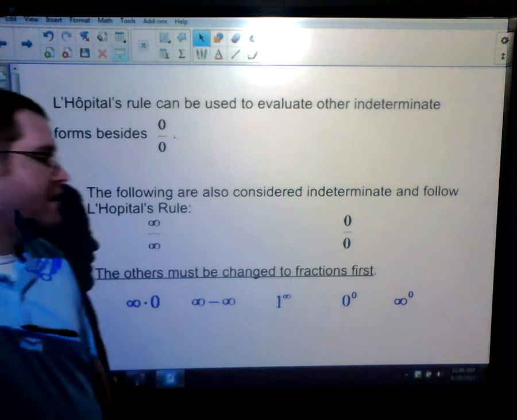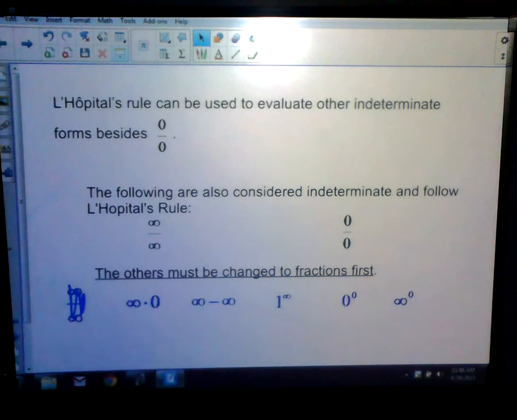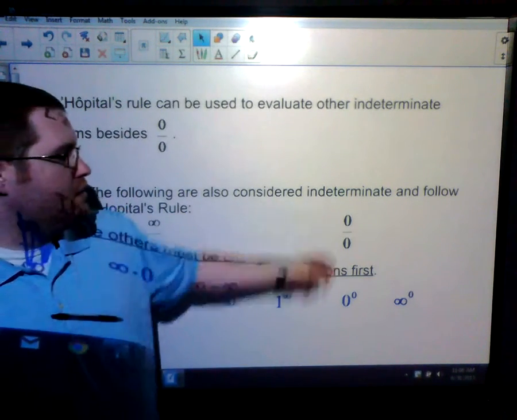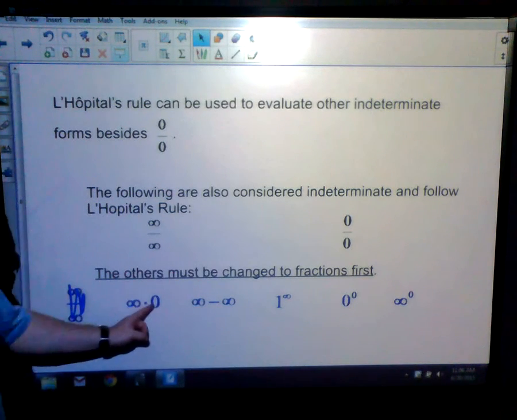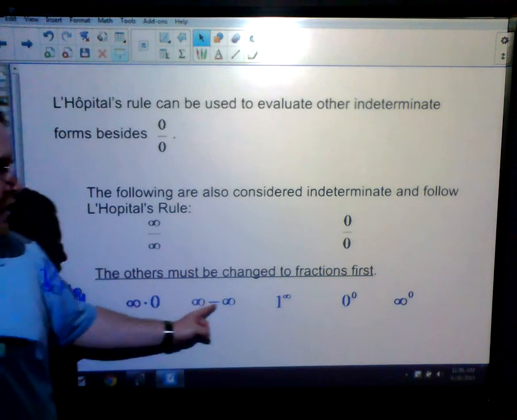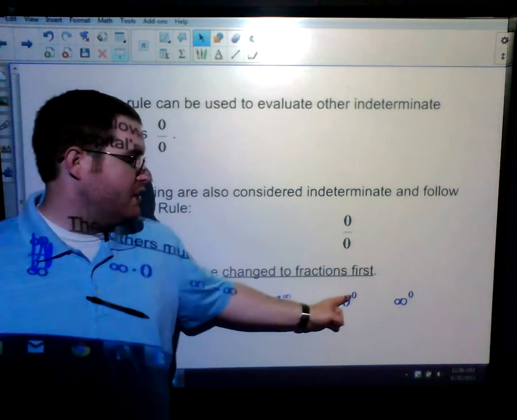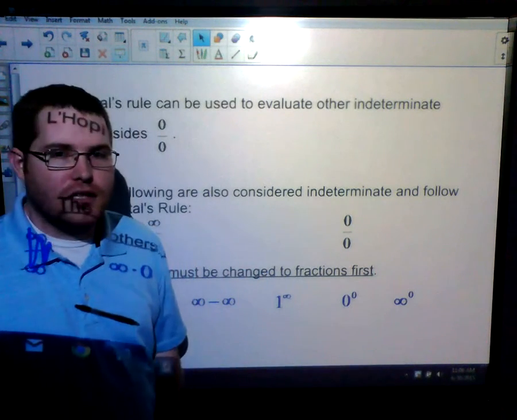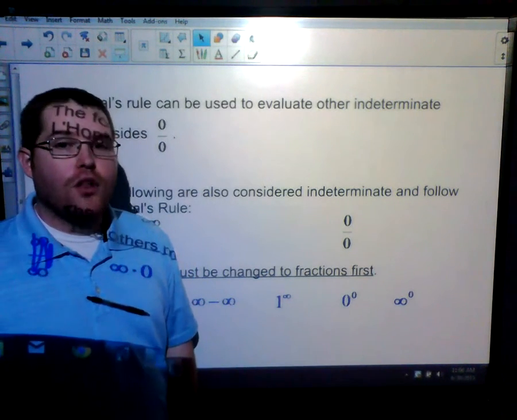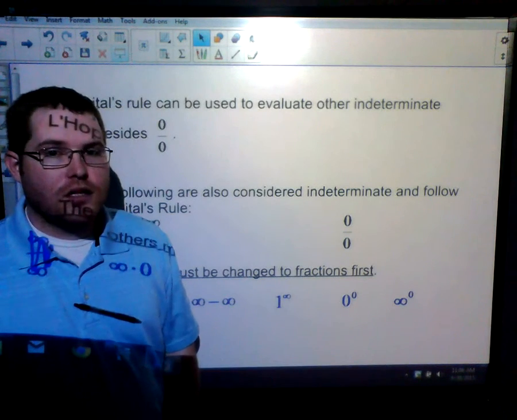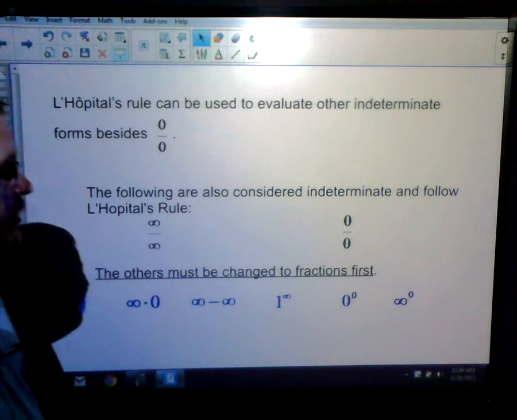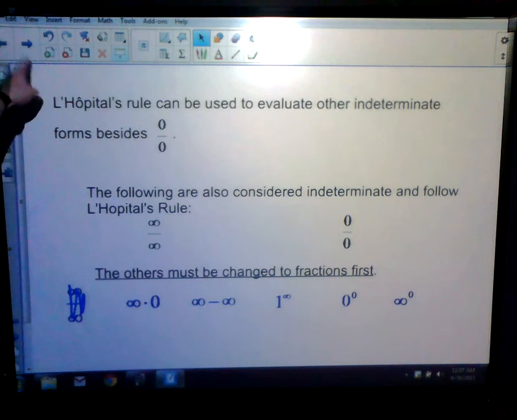There are 7 indeterminate forms. Infinity over infinity, 0 over 0, 0 times infinity, infinity minus infinity, 1 to the infinity, 0 to the 0, infinity to the 0. You have to know those 7 terms. It's going to be on a quiz. I'll just say, what are the 7 indeterminate forms?